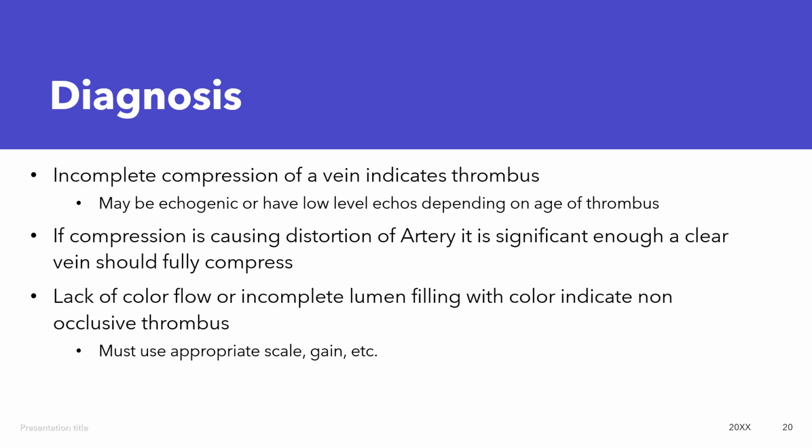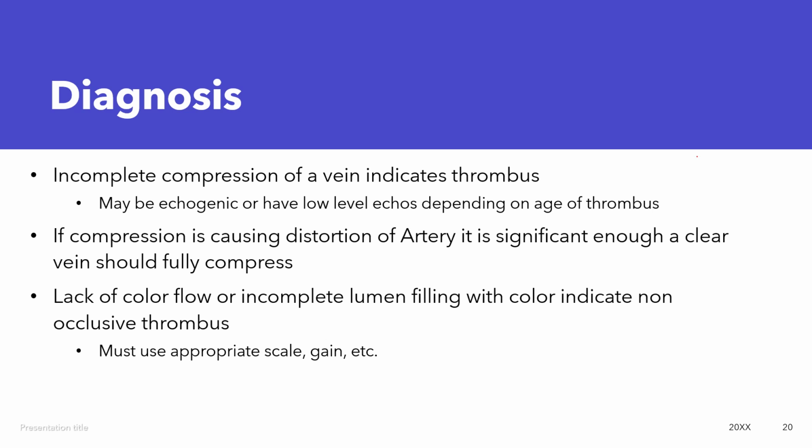Now, diagnosis of thrombus. We talked a lot about how we're doing the procedures, but we haven't really talked about what we're actually looking for. When we're looking for a thrombus, what we really want to evaluate is complete compression of each and every vein, every centimeter, every 2 to 3 centimeters. In evaluating that complete compression, we're really ruling out that there could be thrombus there.